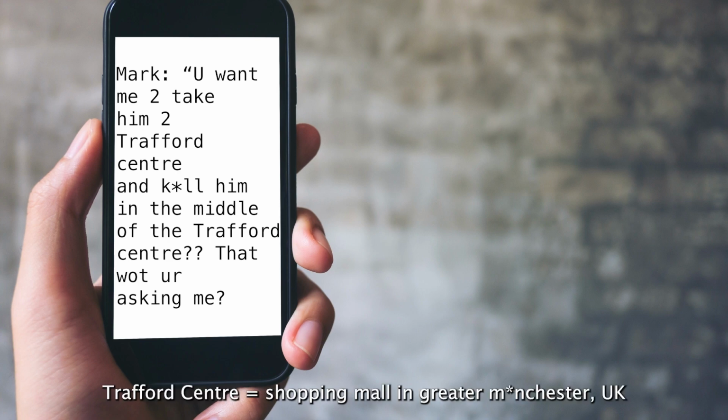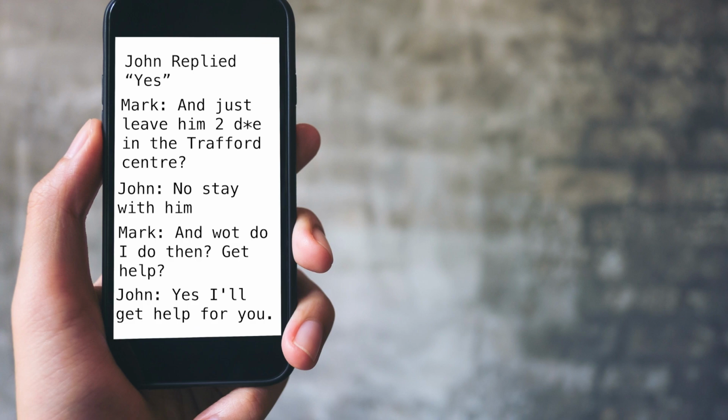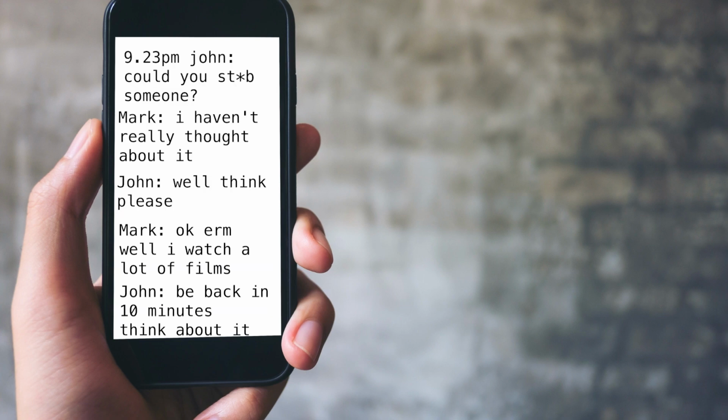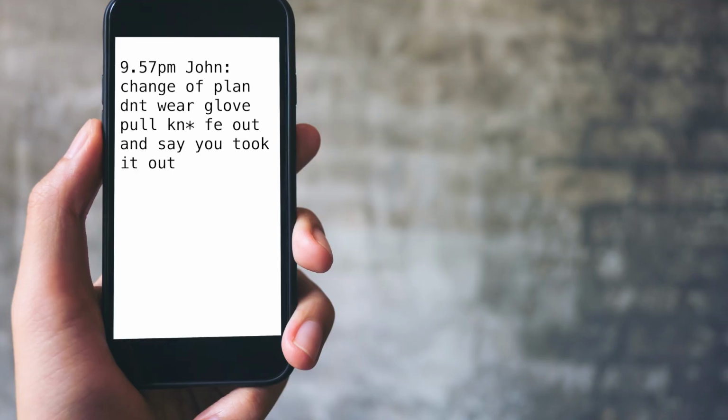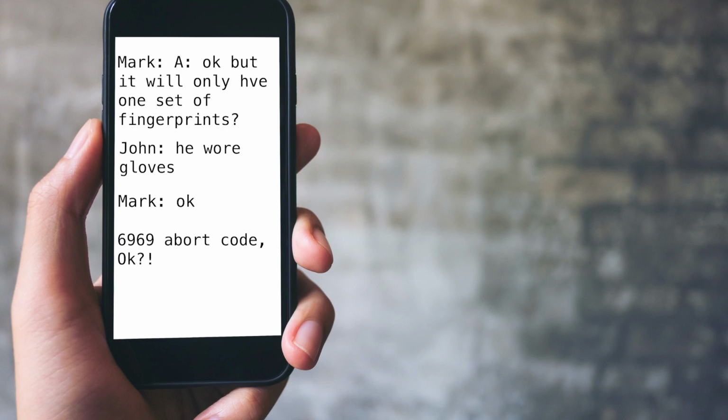This is what Mark said to John, or the quote-unquote spy. You want me to take him to Traffic Centre and kill him in the middle of the Traffic Centre? That's what you're asking me? John replied, yes. And just leave him there to die in the Traffic Centre? No, stay with him. And what do I do then? Get help? Yes, I'll get help for you. Could you stab someone? I haven't really thought about it. Well, think, please. Okay, well, I watch a lot of films. Be back in 10 minutes. Think about it. Change of plan. Don't wear gloves. Pull knife out and say you took it out. Okay, but it will only have one set of fingerprints. He wore gloves. Okay.